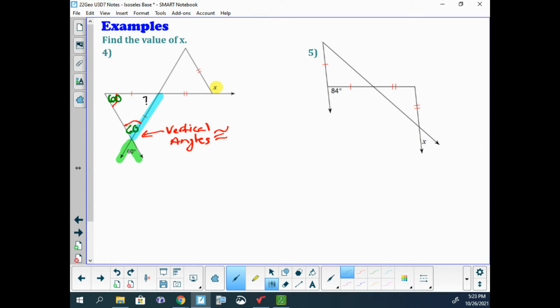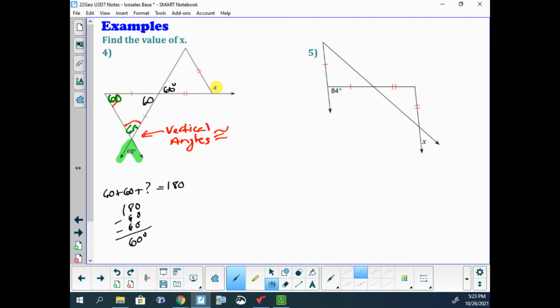And I don't know that one. But I do know 60 plus 60 plus the question mark equals 180. Or 180 minus 60 minus 60 gets me my question mark of 60 degrees. So instead of question mark, I'm going to erase that, and I'm going to put 60 degrees. Oh, looky, looky. I've got another pair of vertical angles. So this is 60, so that's 60.